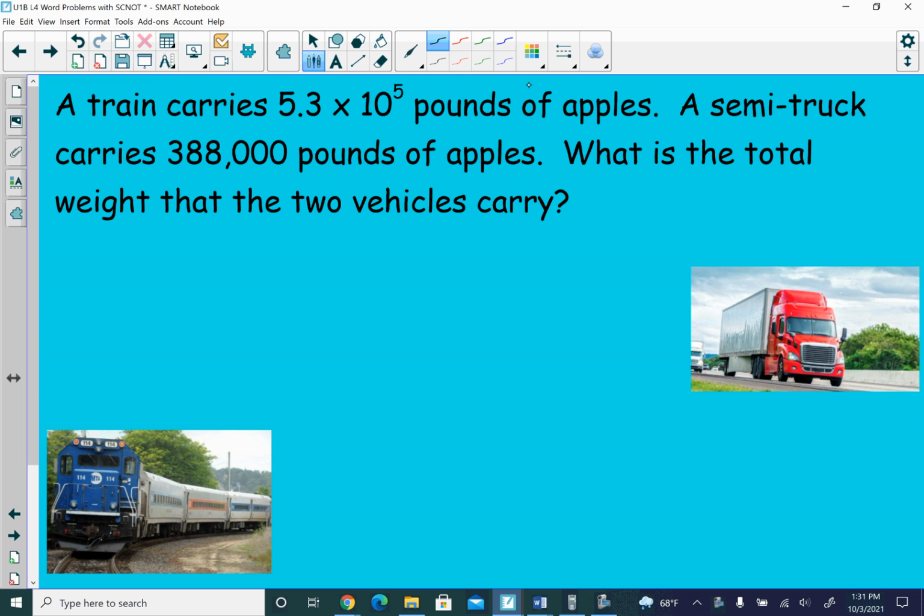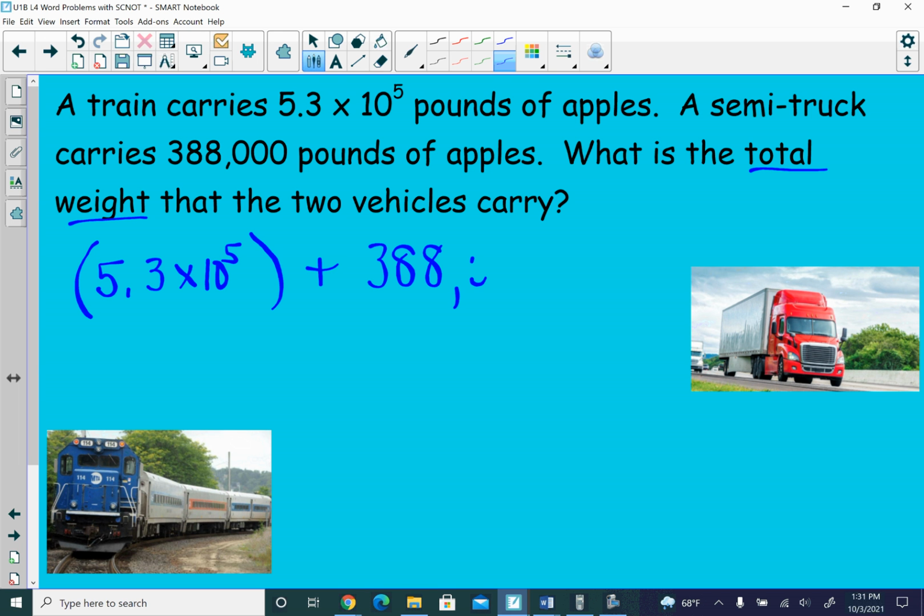For this one, again, I encourage you to pause or see if you can figure out what type of operation it would be first. But because they're asking about the total weight, you want to take the train's 5.3 times 10 to the fifth. Take all of that and add to it the 388,000. That's going to be how we figure out what the total weight of the two vehicles is carrying.